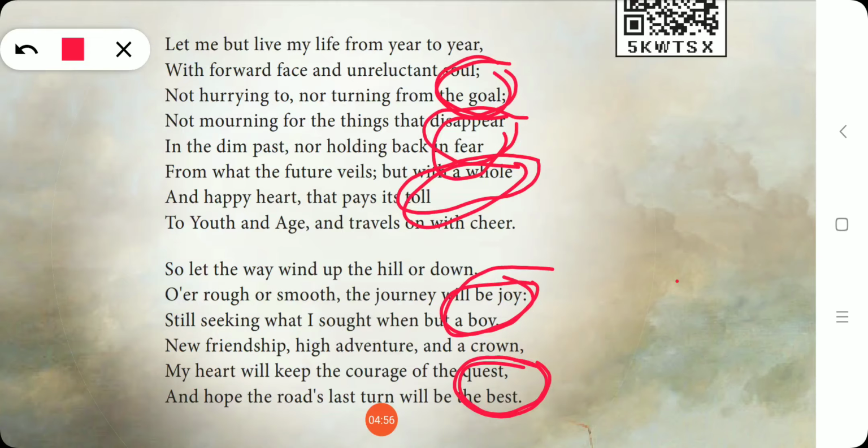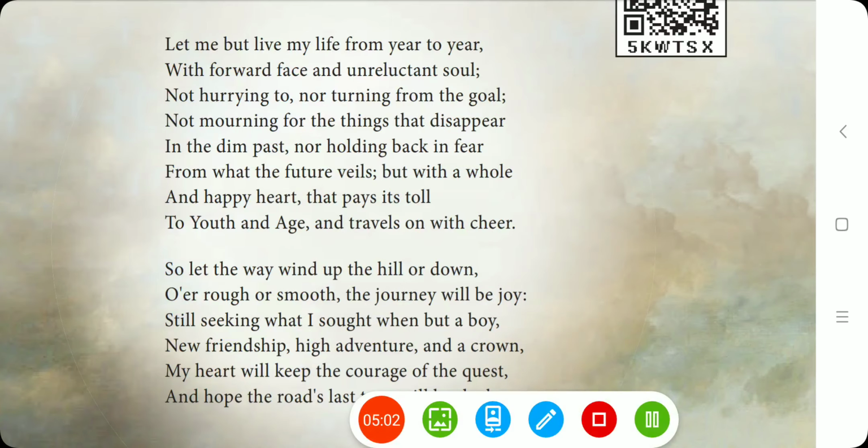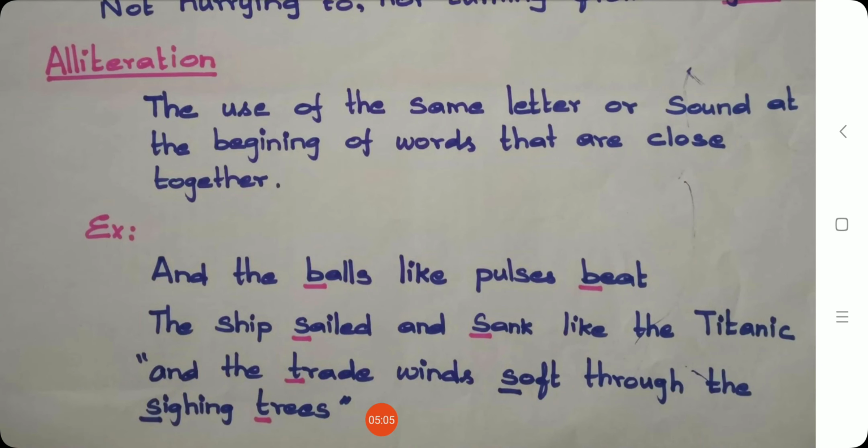Now let us go for the next figure of speech. The next figure of speech that we are going to see is alliteration. So what is meant by alliteration? The use of the same letter or same sound at the beginning of words that are close together is called alliteration.